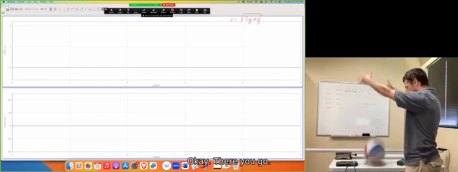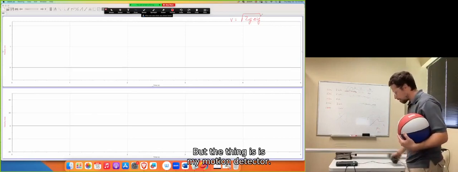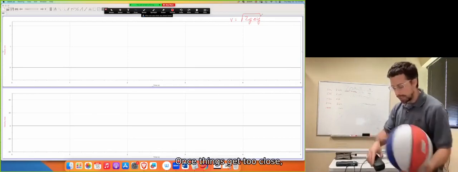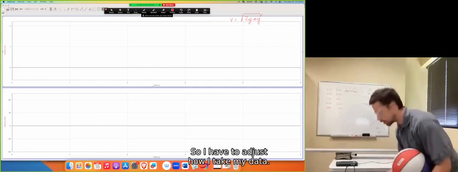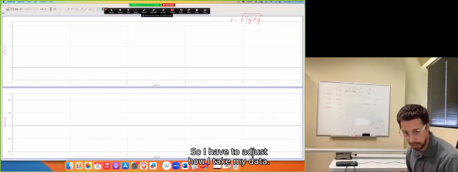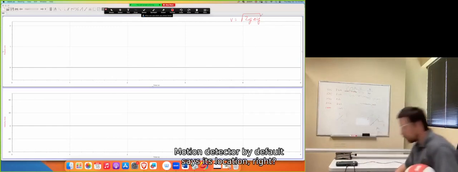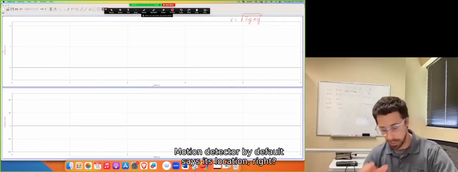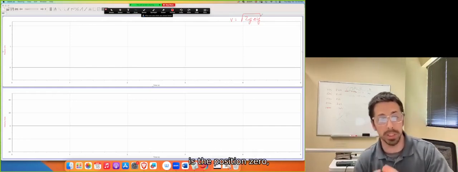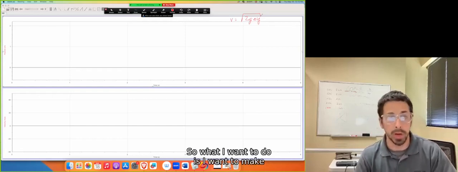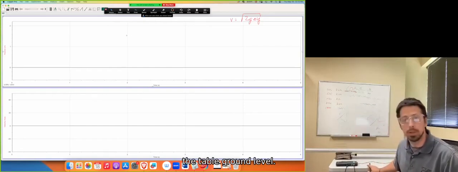Okay. There you go. But the thing is my motion detector, once things get too close, things don't tend to work very well. So I have to adjust how I take my data. So what I'm going to do is I'm going to put this on the ground. The motion detector by default says its location, right? Like where the sensor is located is the position 0, which is what we call ground level. So what I want to do is I want to make the table ground level.